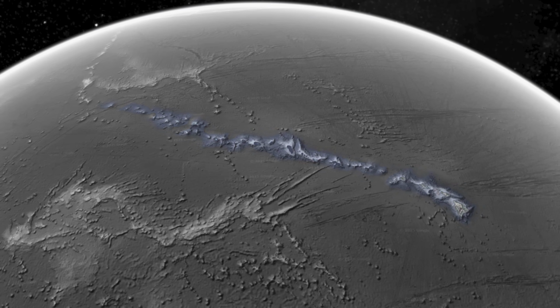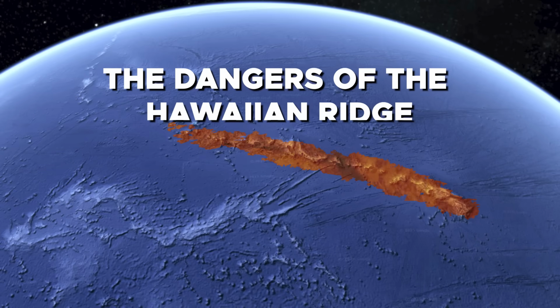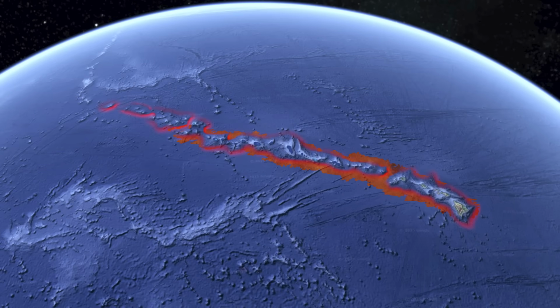these islands. Today, let's delve into the dangers of the Hawaiian Ridge, ranging from massive eruptions to catastrophic flank collapses and powerful earthquakes and tsunamis that could devastate the Pacific.